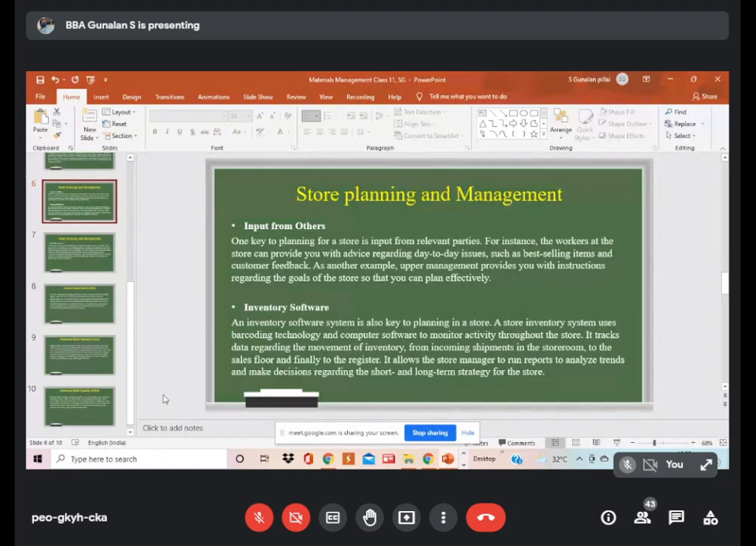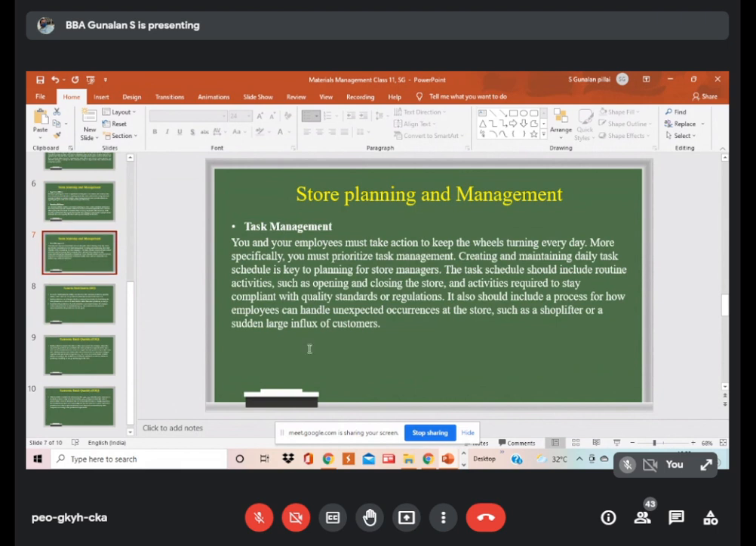It tracks data regarding the movement of inventory from incoming shipments to the storeroom, to the sales floor, and finally to the register. It allows the store manager to run reports, to analyze trends and make decisions regarding the short and long-term strategy for the store. For a store, strategic analysis is required, short-term and long-term strategy, everything is required. In an organization, store management is the toughest task.